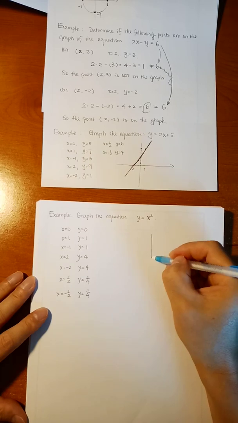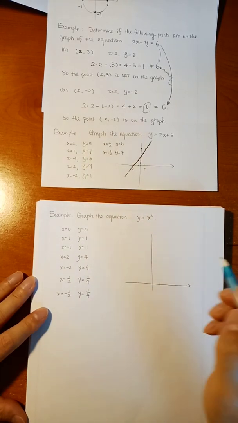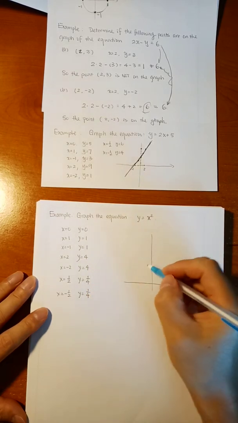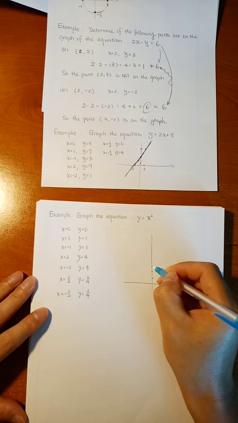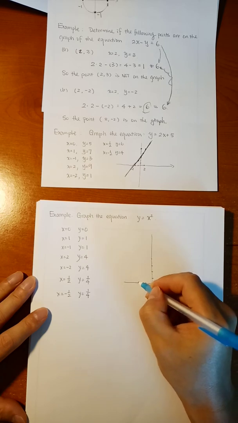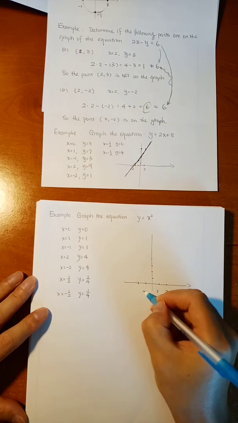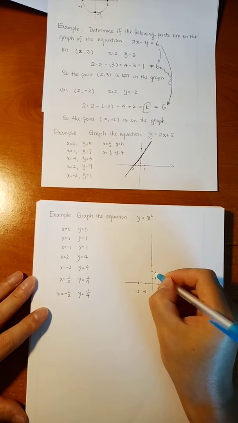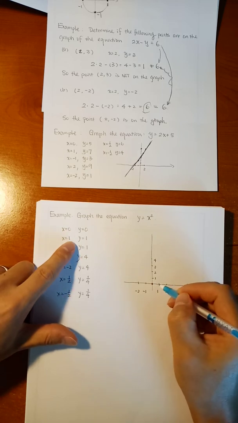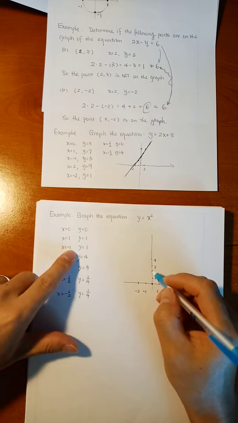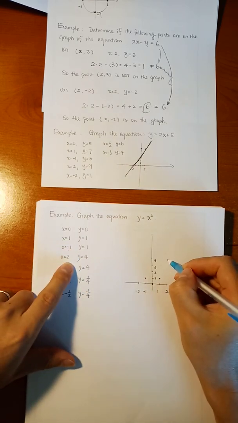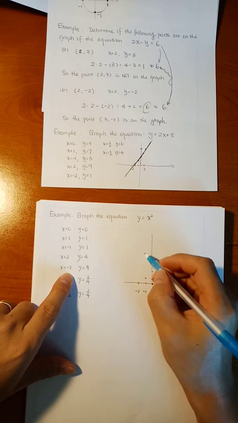Okay, so let's see. Y has the largest value 4 so far based on our sample points. Okay, so 1, 2, negative 1, negative 2, 1, 2, 3, 4. When x is 0, y is 0. This is 1 point. X is 1, y is 1 is here. X is negative 1, y is 1 is here. X is 2, y is 4 is here. X is negative 2, y is still 4, sorry.